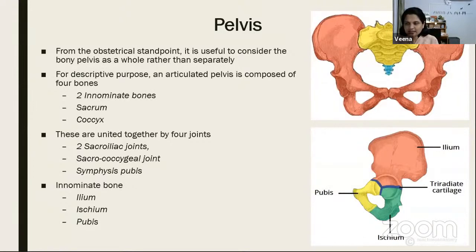We don't really consider them separately, because the joints, like the sacroiliac joints and pubic symphysis, are not mobile joints like a shoulder joint or knee joint or ankle. Very, very minimal movements are allowed in those particular joints. But they have an important function.